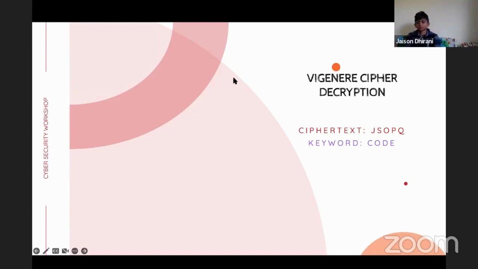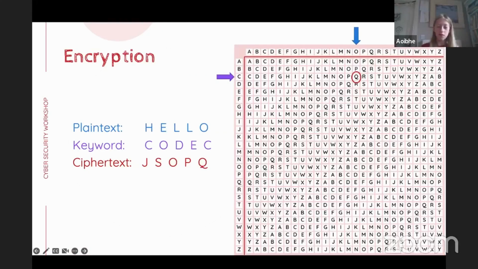Have a question, Evie? I was just wondering, I can see now why it would be harder to break, because when people think hello, they are looking for two identical letters next to each other. Yes, exactly. That's a very good observation. And it is not identical in the ciphertext. So we can't really use that aspect of frequency analysis here.